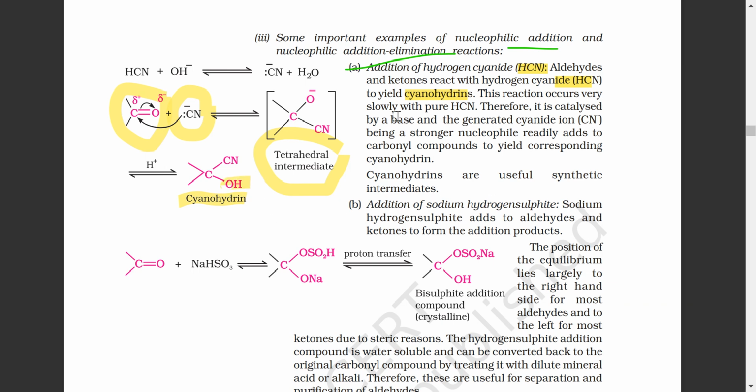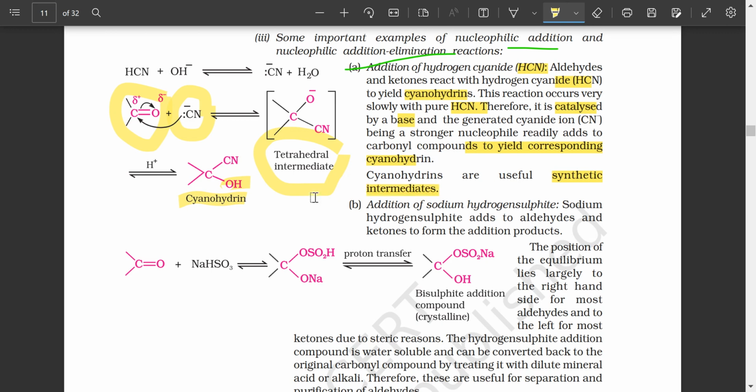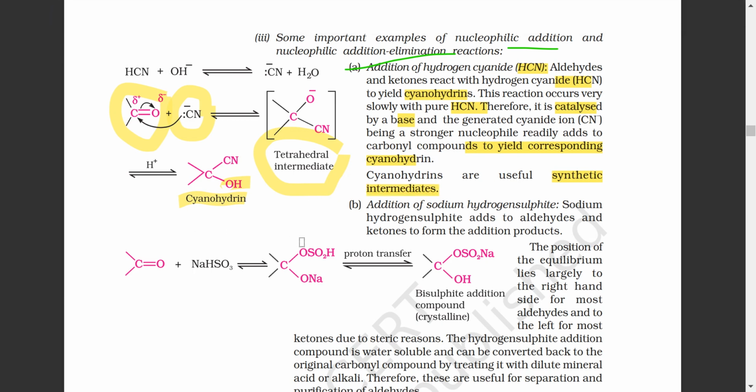This reaction occurs very slowly with pure HCN, therefore it's catalyzed by a base and generated cyanide, being a stronger nucleophile, readily adds to carbonyl compounds to yield corresponding cyanohydrins, a very useful synthetic intermediate. So that's all it says. You need to have a base, so you can take any strong base here, as a result your reaction will be catalyzed. Fine. Addition of sodium hydrogen sulfide.